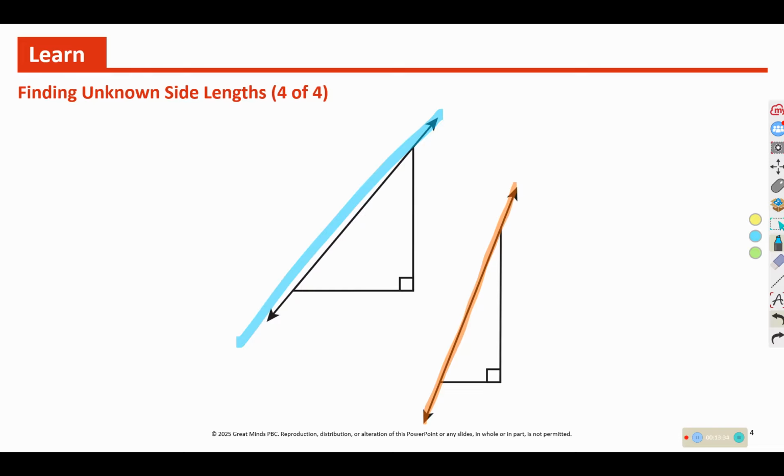But they may not be drawn to scale. So we would need more information. We only have one angle to compare because they're not on the same line. We cannot claim AA criterion.